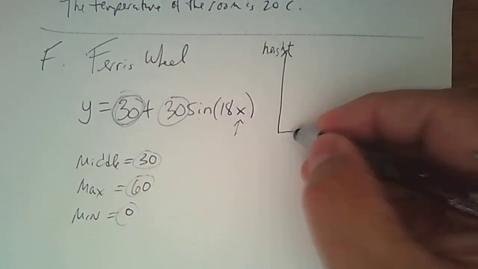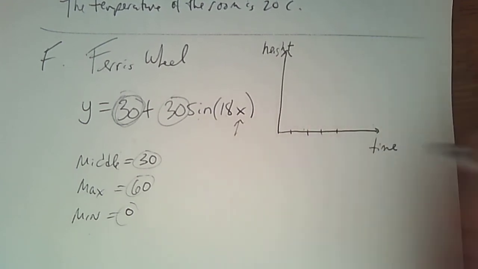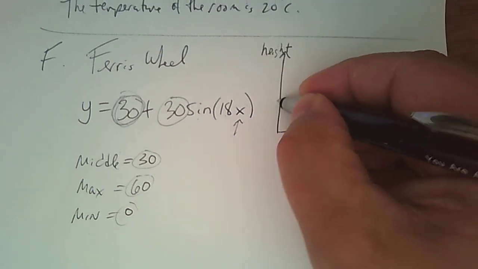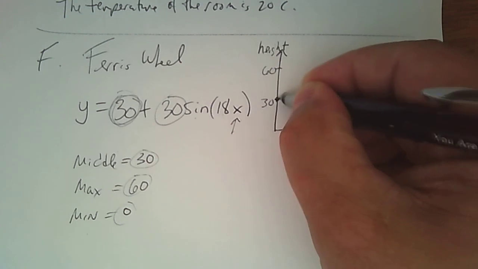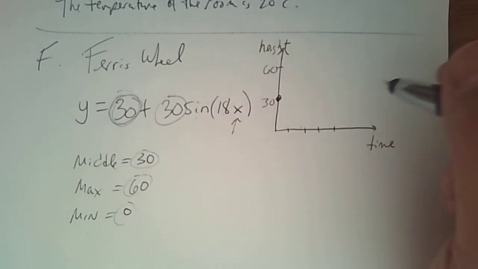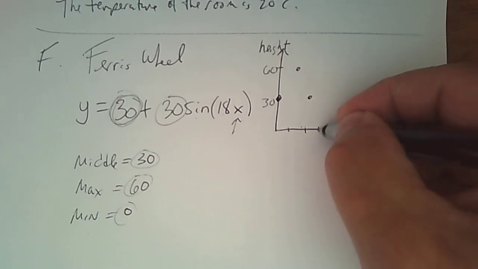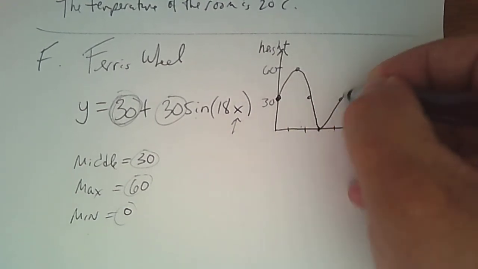So if I time this out, 1, 2, 3, 4, I can see that 30 is in the middle, 60 is at the top. So this is going to start in the middle. Because it's positive, it's going to go to the top and then back to the middle and then the bottom and then back to the middle, and then you can see this wave that's going to happen.